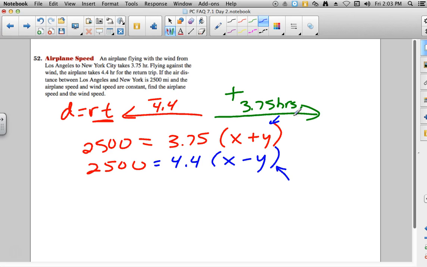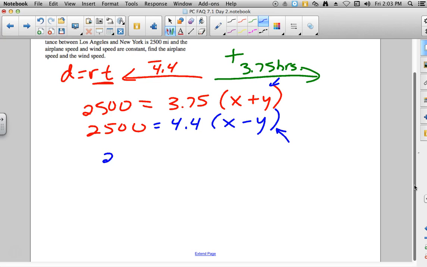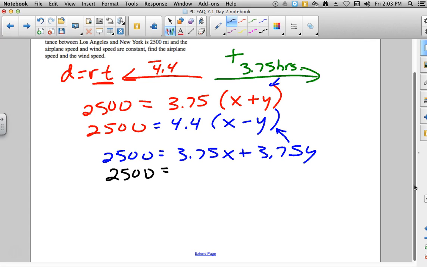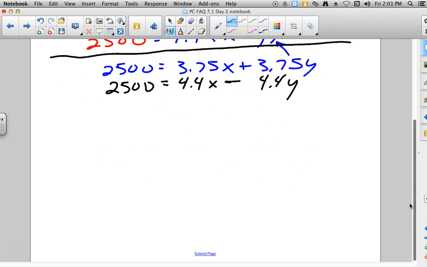So what we would want to do is go ahead and distribute this and see what we have. So we have 2,500 equals 3.75x plus 3.75y. And then we have 2,500 equals 4.4x minus 4.4y. And at first you might say, well, they both equal 2,500. Let's just set them equal to each other. Well, we could do that, but we still have two unknowns, and we still need a second equation.